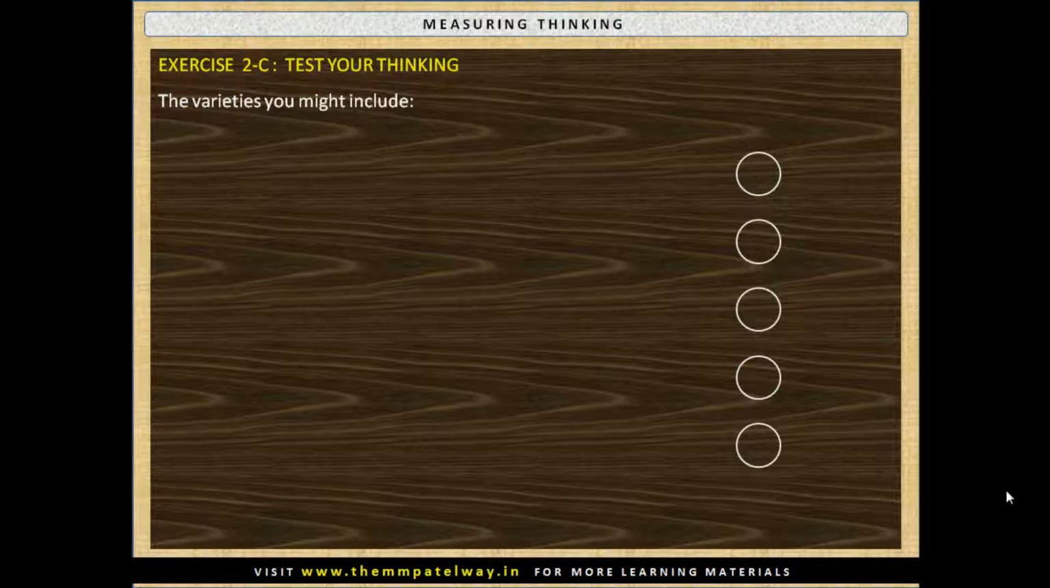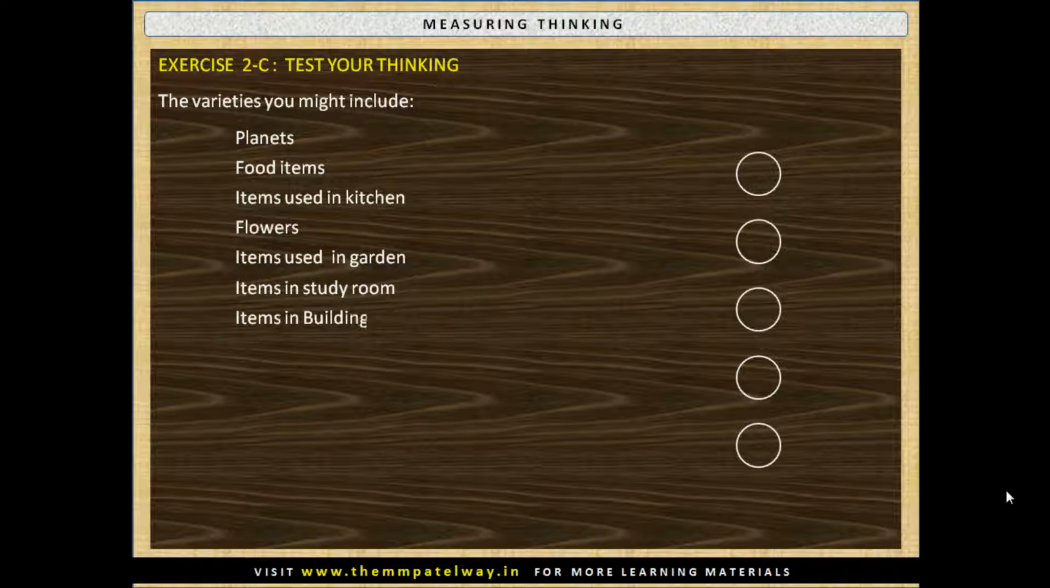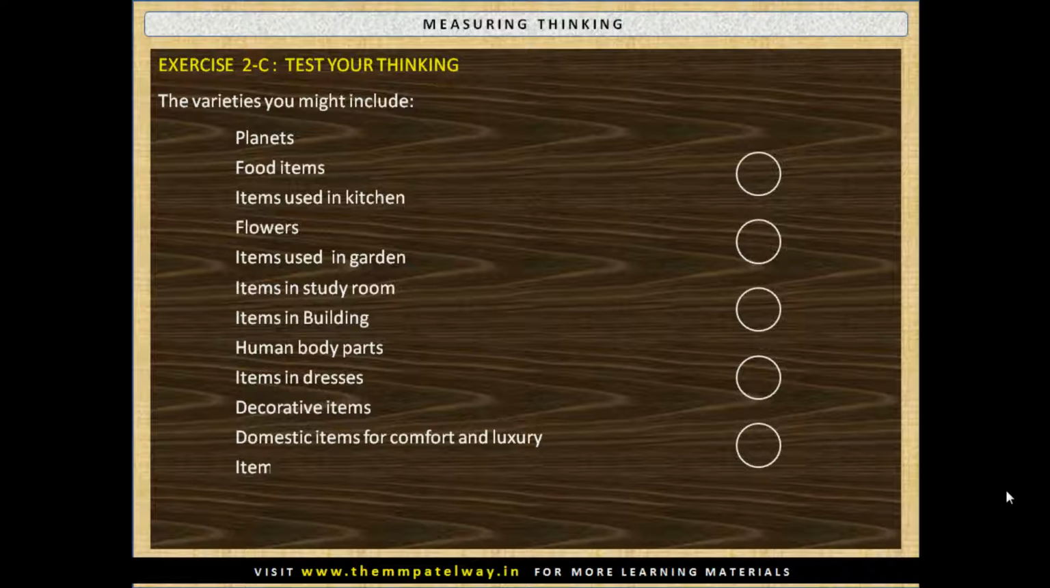The varieties you might have included are planets, food items, items used in kitchen, flowers, items used in garden, items in study room, items in building, items in human body part, items in dresses, decorative items, domestic items for comfort and luxury, items in laboratory, sports item, musical instruments, and so on.